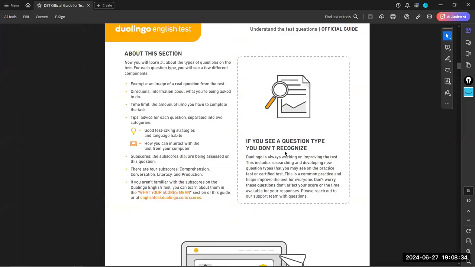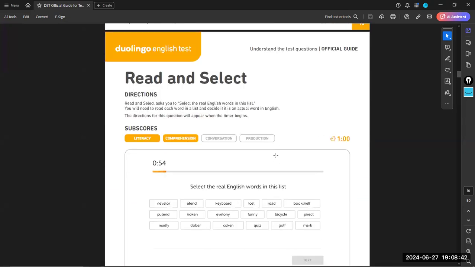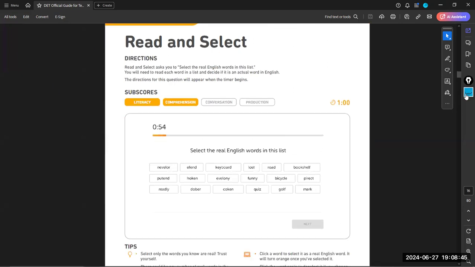So after finishing talking about read and complete, now I think we have to discuss read and select. This module is talking about read and select. The directions say read and select asks you to select the real English words. To be honest with you, Malak, this module is 100% about vocabulary. The more vocabulary you know or practice, the better you will be in this module. So again, it is about vocabulary, because you have to select the correct words, the words that exist in the English language.